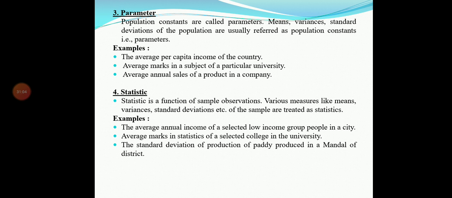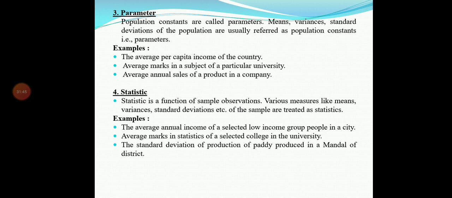The third definition, parameter. It relates with the population. Parameter always relates with population. Population constants are called parameters. What are the constants of population usually? Means, variances, standard deviations, proportions, etc., which refer to the population, are known as population constants, are known as parameters.